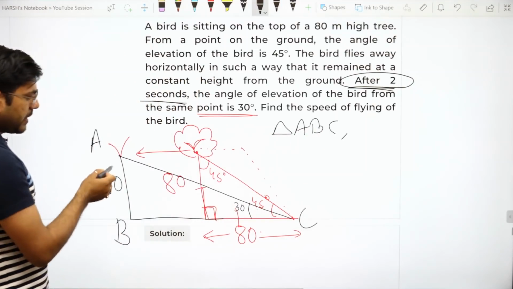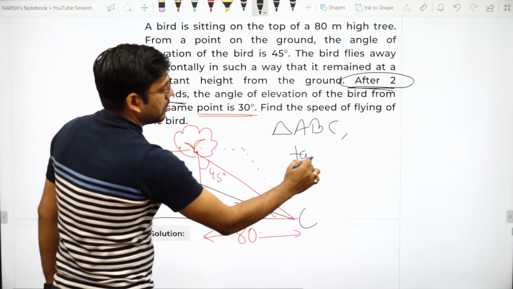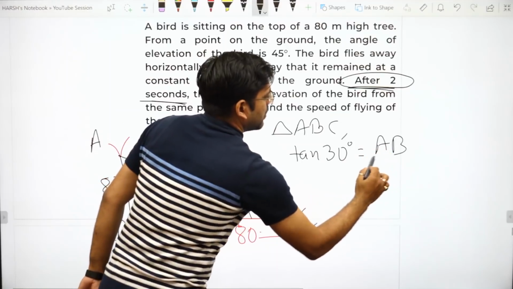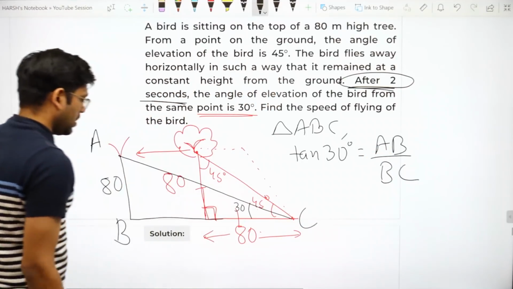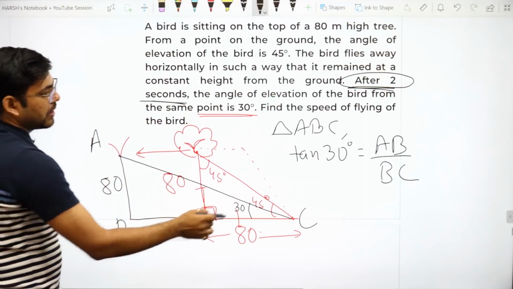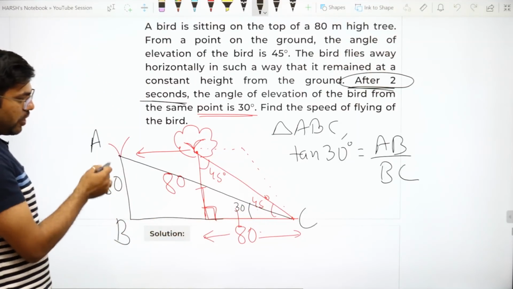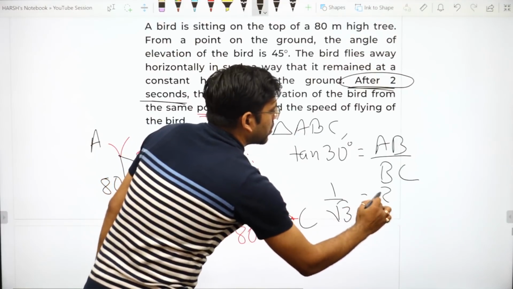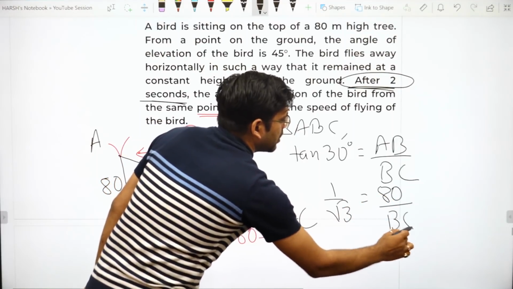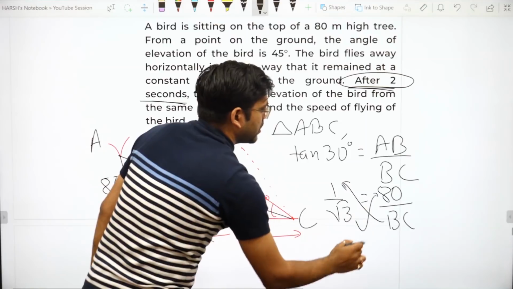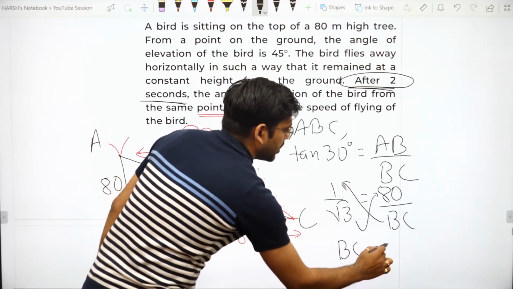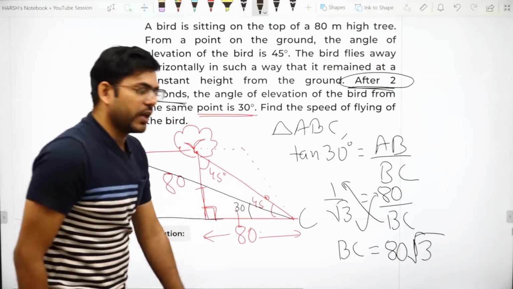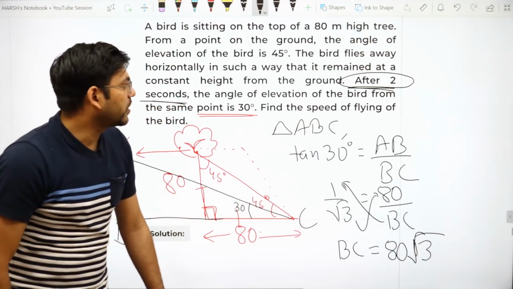So in this triangle ABC, I'll write tan 30 degree. Tan 30 degree, perpendicular, that is AB, base it is BC. Perpendicular AB, base BC. Tan 30, and AB has a value of 80. So this is 1 by root 3 equal to 80 by BC. Sending this to this side, this to this side, it will become BC is equal to 80 root 3. Okay, BC is equal to 80 root 3.